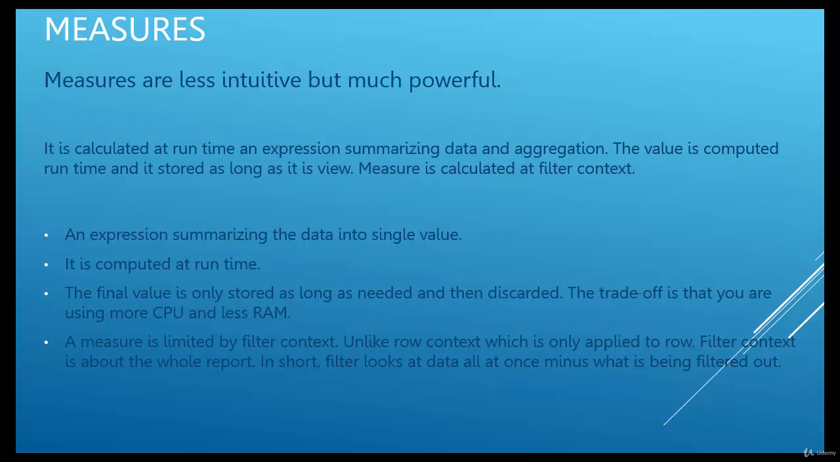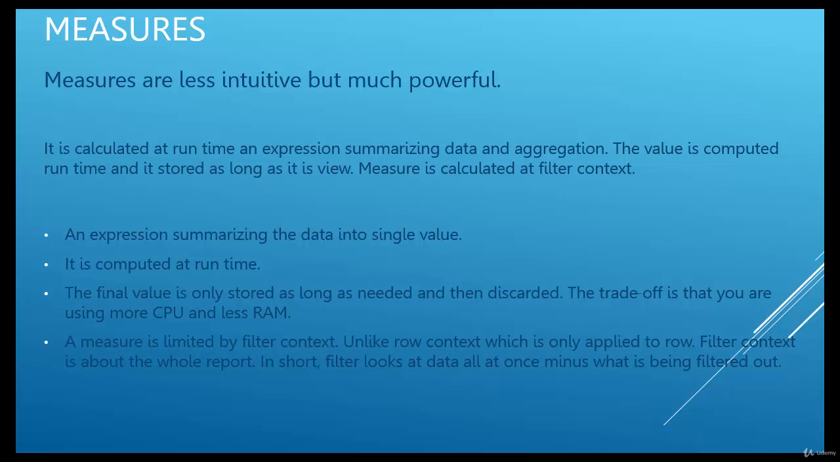They are an expression summarizing the data into a single value, and this is one of the reasons why manual filters do not apply to measures. You cannot put a measure into a manual filter to get it selected, because it gives you a single value through aggregation. It is computed at runtime. The final value is only stored as long as needed and then discarded. The trade-off is that you are using more CPU and less RAM. This is one of the key features of measures: they use less RAM and more CPU.